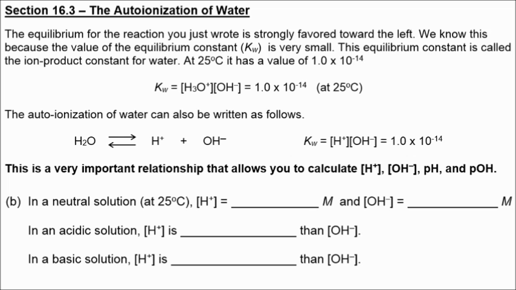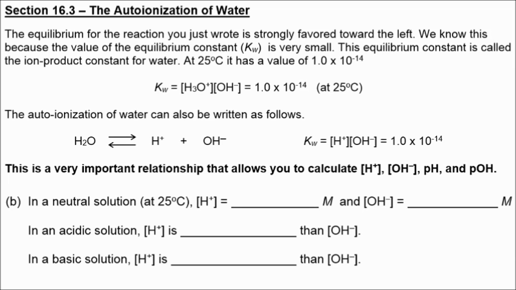At 25 degrees Celsius, Kw is 1 × 10⁻14. So we can write the autoionization of water as water splits into H+ and OH-, and this is a very important relationship that allows you to calculate the concentration of H+, OH-, pH, and pOH.